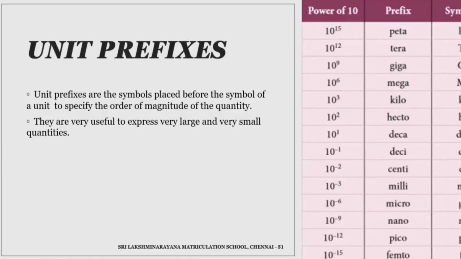Unit prefixes are the symbols placed before the symbol of a unit to specify the order of magnitude of the quantity. They are useful to express very large and very small quantities. K is the unit prefix in the unit kilometer. A unit prefix stands for a specific positive or negative power of 10.